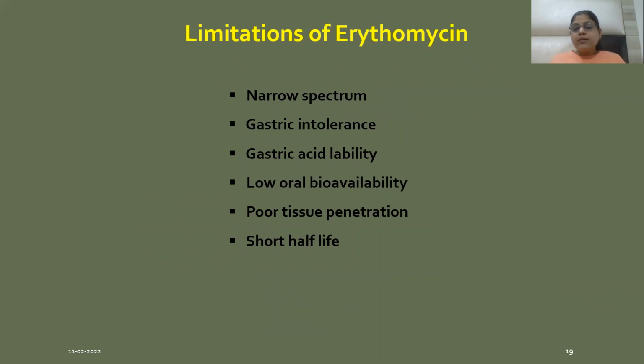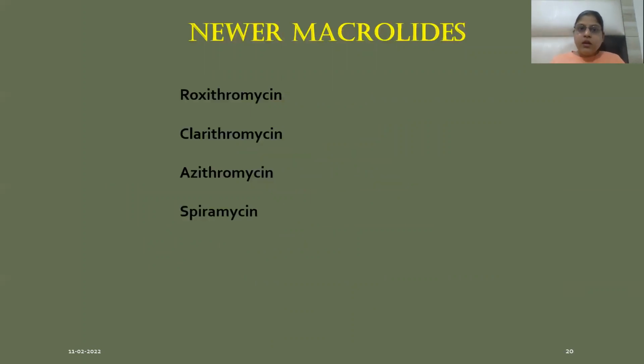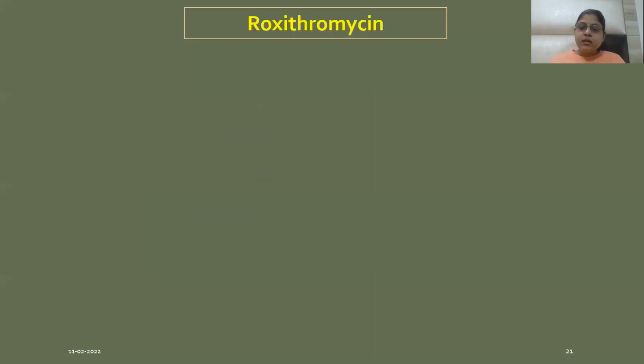Limitations of erythromycin are that it has a narrow spectrum of activity. Gastric intolerance, because it causes nausea, diarrhea, vomiting. It is gastric acid labile. It has low oral bioavailability, and it has poor tissue penetration. It has a short half-life. Newer macrolides are roxithromycin, clarithromycin, azithromycin, and spiramycin, which I'm going to discuss with you.